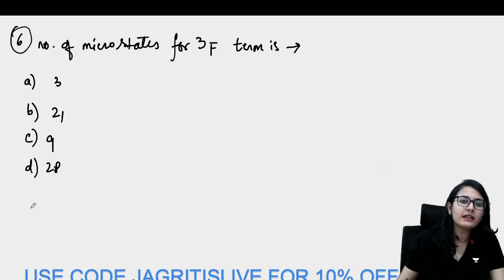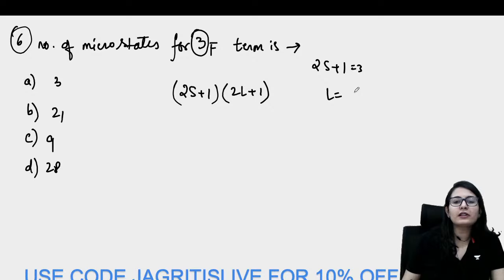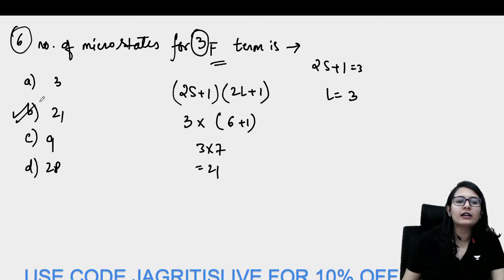Done. Very easy. Number of microstates for the 3F term. How are you going to find it out, guys? 2S plus 1 multiplied by 2L plus 1. The 2S plus 1 is equal to 3, because this is your 2S plus 1 term only. L value is equal to 3 for the F term. Put into this formula: 3 into 2 into 3 is 6, plus 1, 7. 3 into 7 is going to give you 21. B is your correct answer.